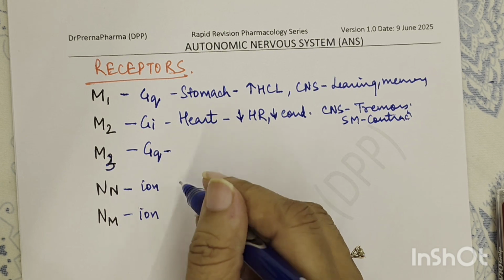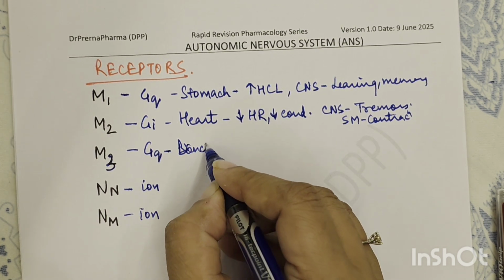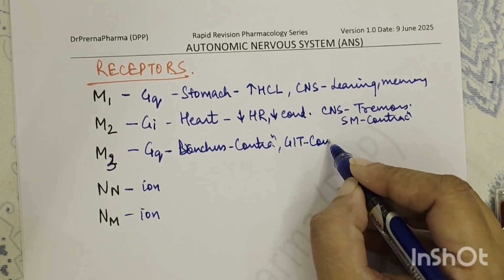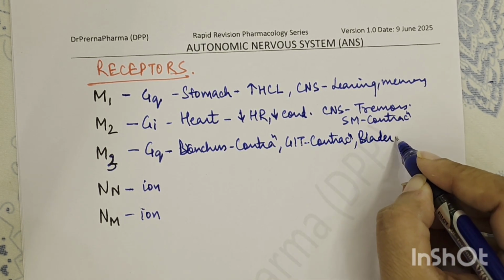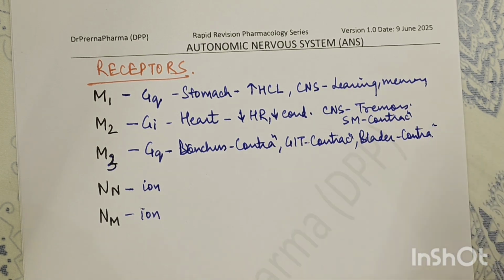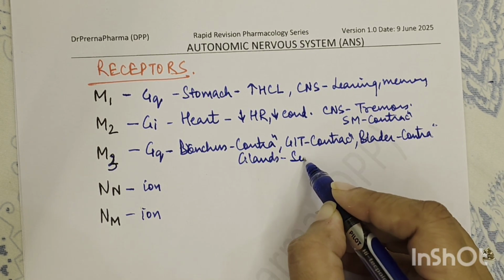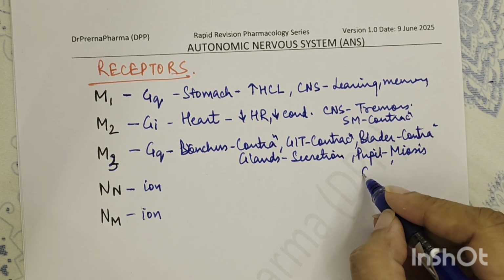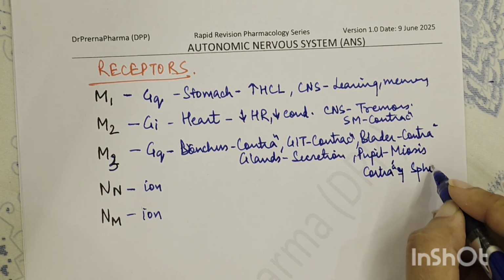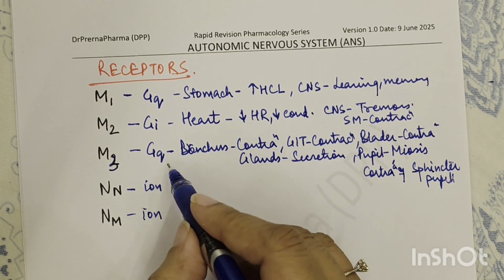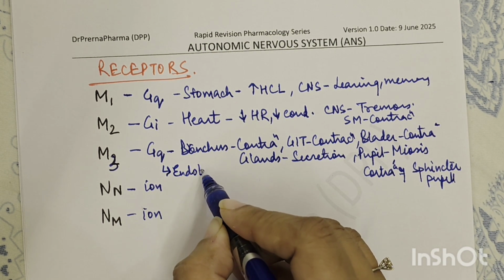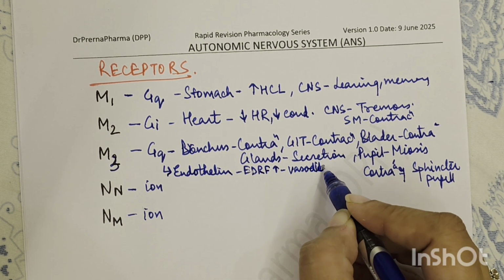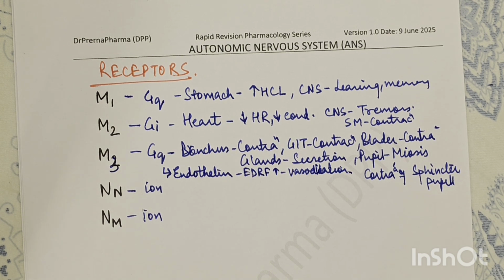Okay, coming to M3, now this is very important. On the bronchus it is present on the smooth muscles, so it causes contraction. In the GIT it causes contraction, so peristalsis. In the bladder, contractions, so urine outflow. In glands it causes secretion. In the pupil it causes miosis by contraction of the sphincter pupillae. And another very important thing is it is present on the endothelium of blood vessels and causes release of EDRF, which causes vasodilatation, right? So these are the actions of the M3 receptor.